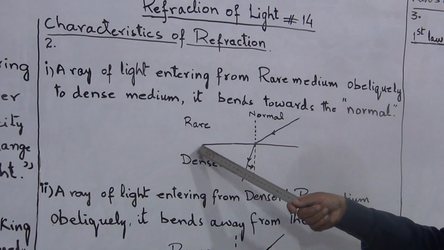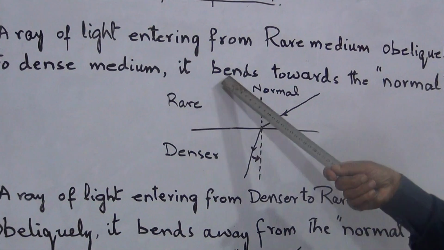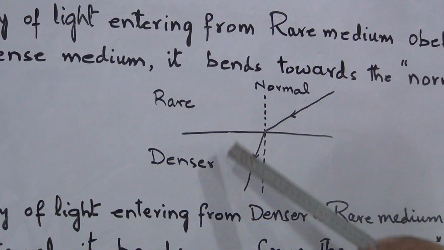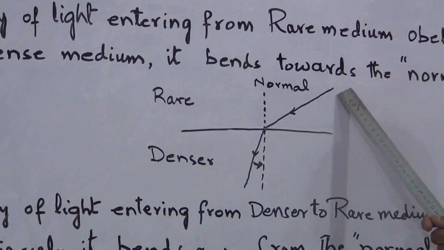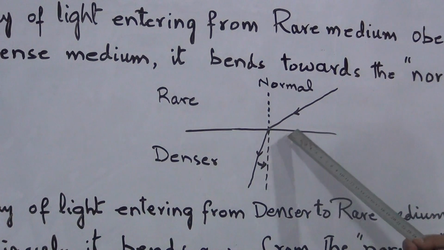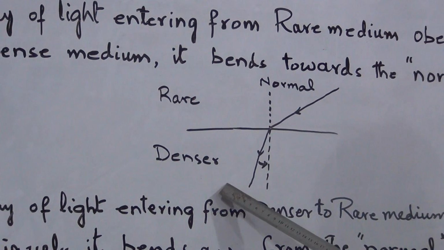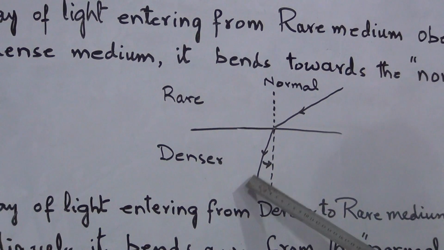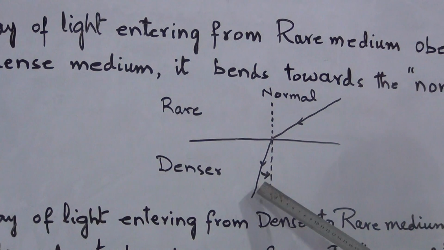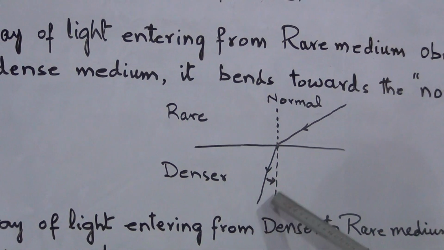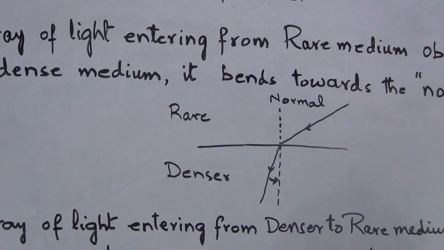Look at this, this is the surface of the two media. It is the rare medium, it is the denser medium. A ray of light striking the surface obliquely enters the denser medium. Look at it, this dotted line is the normal, and the ray is bending towards the normal. This is the first characteristic and you have to learn it.